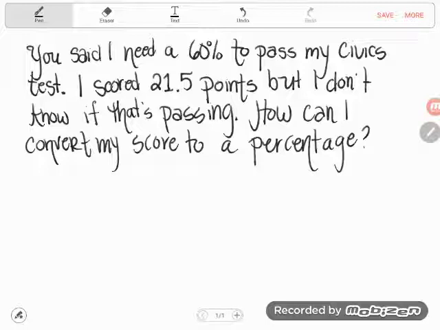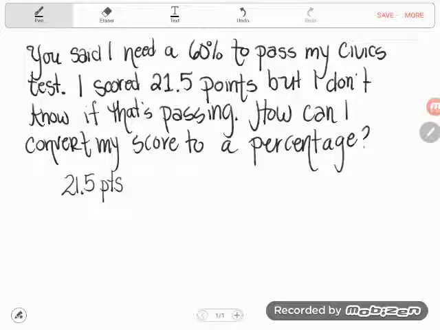This is the information she gave me, and we've got a problem. Our scores are in points, and yet the only way we know how to tell if we pass this particular test is with a percent. So how can I convert a point score to a percent? Okay, so first thing, let's just write down what we know. We know that she's got 21.5 points, and that's all we know so far.